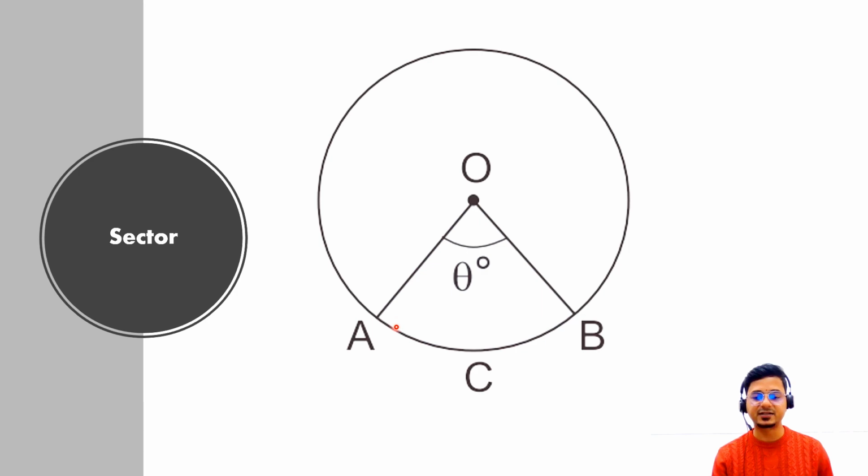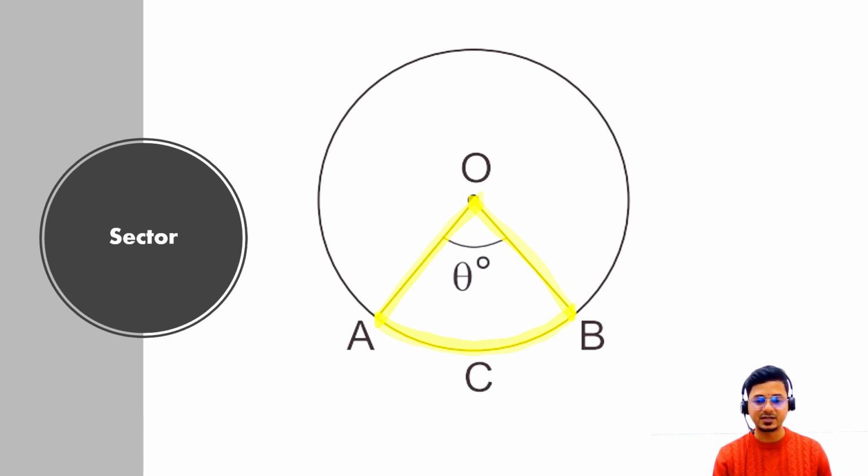Now understand sector of a circle. Sector is a region of a circle which is bounded by an arc and two bounding radii. So let me explain. This is minor arc ACB and these are two bounding radii. So the region which is present inside this yellow color boundary is the minor sector.